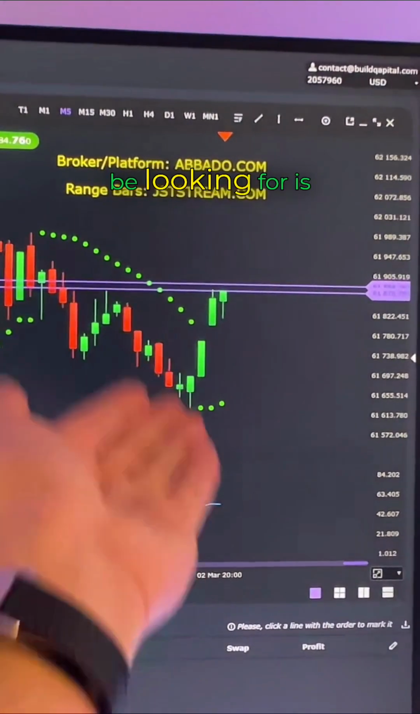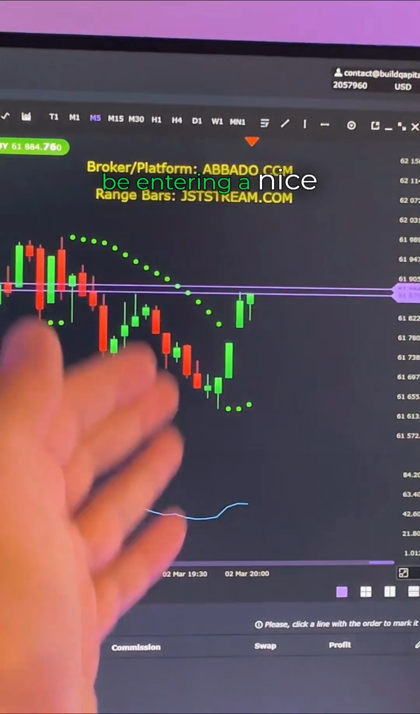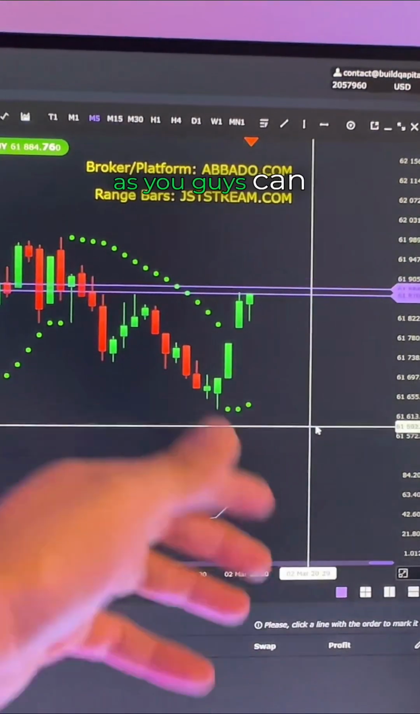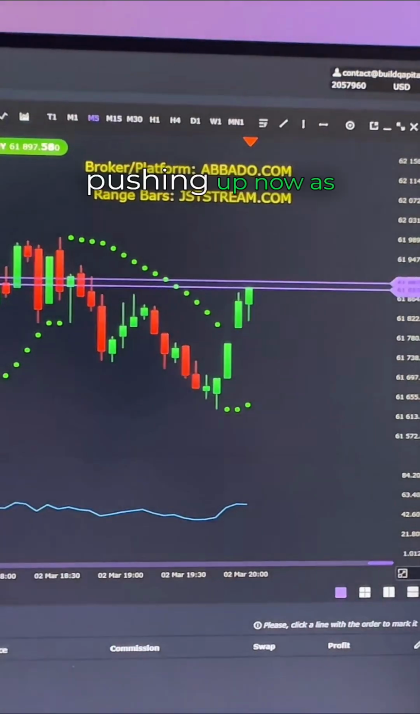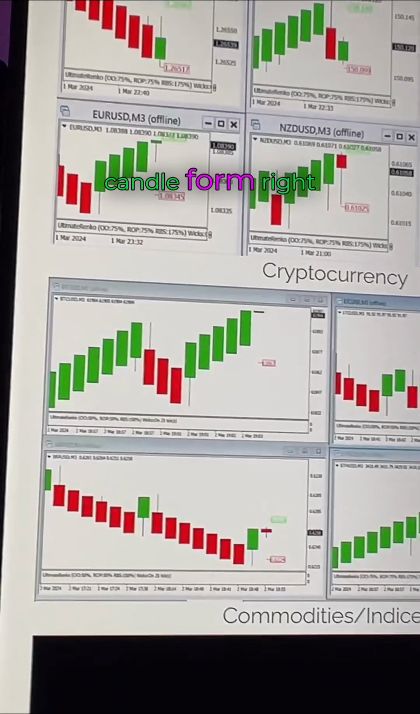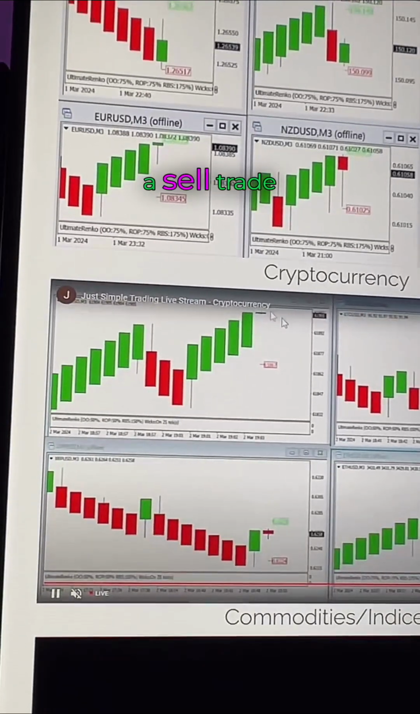So what I'm going to be looking for is a reversal, and that's when I'm going to be entering a nice short position because we're already in this uptrend, as you guys can see. Even with the PSAR, you guys can see, there we go, we're pushing up, we're pushing up. Now as soon as we start to see the red candle form right here, I'm gonna go ahead and enter a short position or a sell trade.